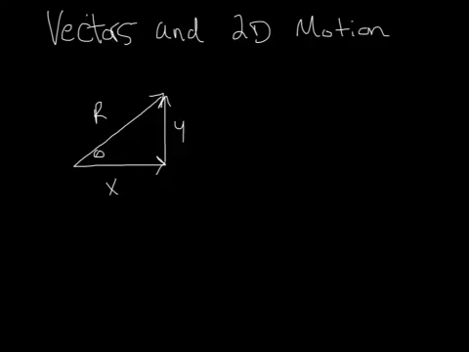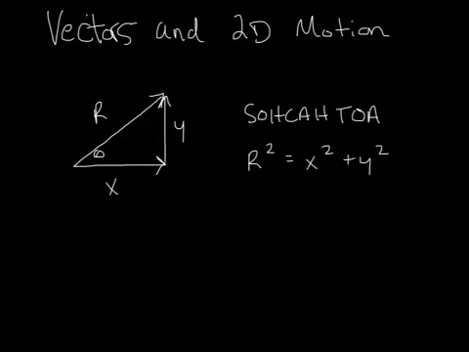When we're dealing with vectors, it's important that we understand our trig functions from SOHCAHTOA, and that we also understand the Pythagorean theorem. So when we're looking at these couple of example problems, we'll be using our three trig functions, sine, cosine, and tangent. We'll also be using the Pythagorean theorem, and we'll be dealing with resultant vectors, x components of vectors, and y components of vectors. So let's look at our first example.